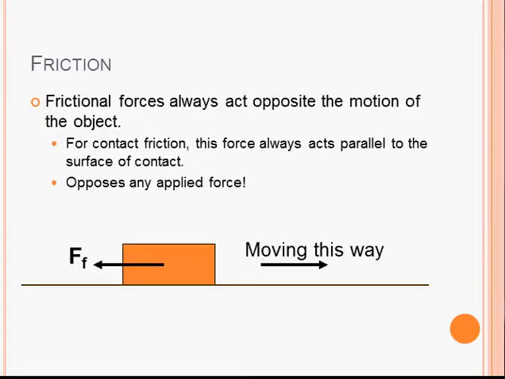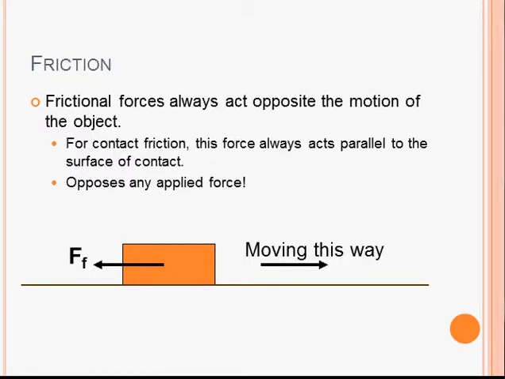So one of the key things with friction is it always acts opposite the motion of the object. Okay, this is a steadfast rule. It's there no matter what. When something's moving and there's friction, friction always acts opposite the direction it's moving. That's true no matter what. So for what we're going to be dealing with a lot, which is contact friction, when you have an object sliding across a surface, the force is always going to act parallel to the surface of contact, just in the opposite direction of its motion.